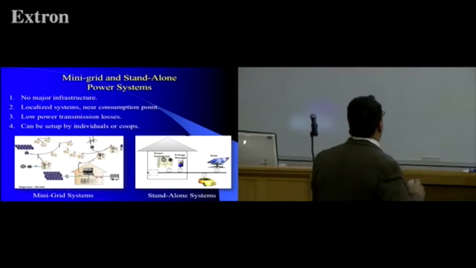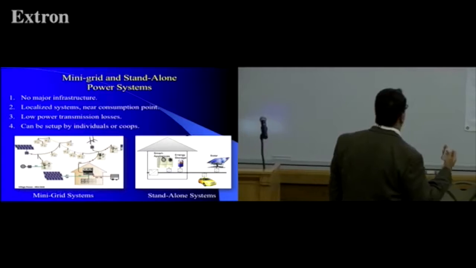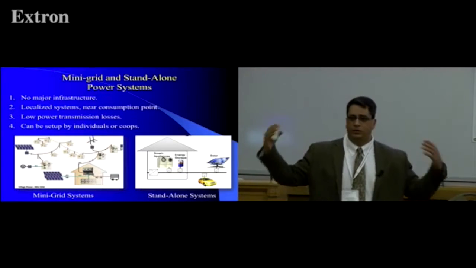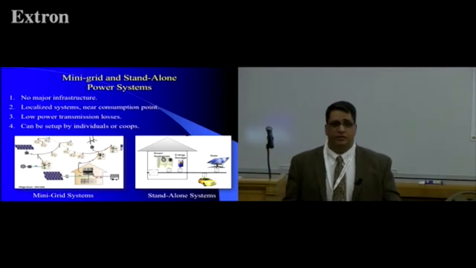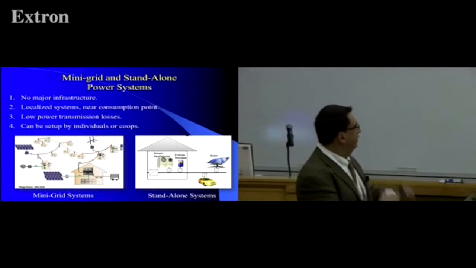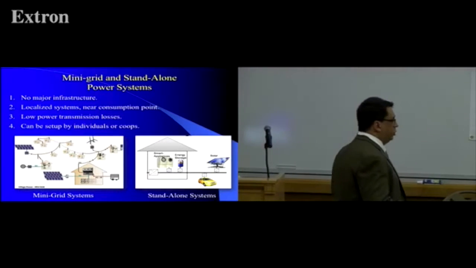So, how do you use solar PV? You can use it in a mini-grid system. Basically, you and your neighbors decide to install solar panels and you connect all yourselves together away from the centralized grid. And then basically you form your own tiny little microgrid or tiny little mini-grid, and this is what you use for power supply. You don't have major infrastructure.